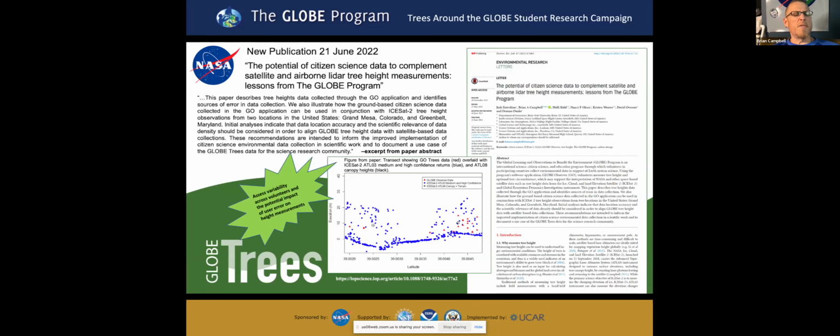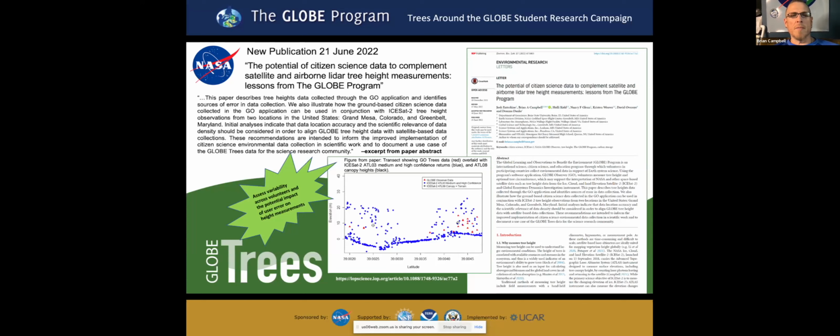So I also want to share, before I go into the interview, that we had a publication just published in the Environmental Research Letters. It's a special issue on public participation in environmental research. And the paper is the potential of citizen science data to complement satellite and airborne LiDAR tree height measurements, lessons from the GLOBE program. And as you can see, we have lots of awesome stuff in here. We have comparisons between the ICESat-2 tree height data and the GLOBE ground-based citizen science data. We did comparisons in a study site in Grand Mesa, Colorado. Our lead author, Josh Enterkine, out of Boise State, and then Dr. Nancy Glenn out of Boise State.